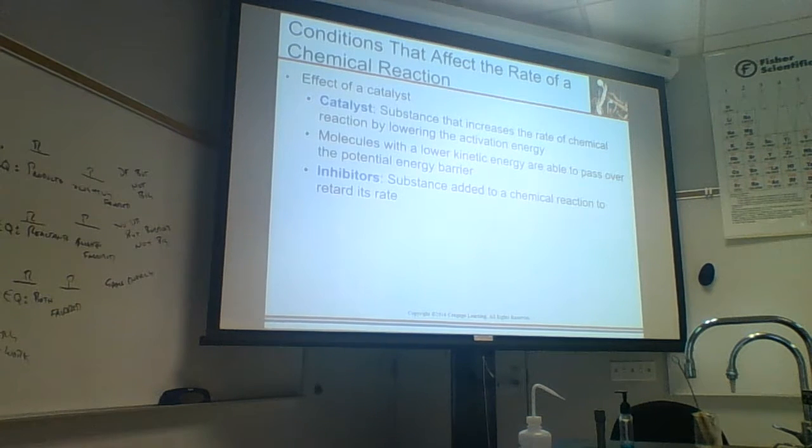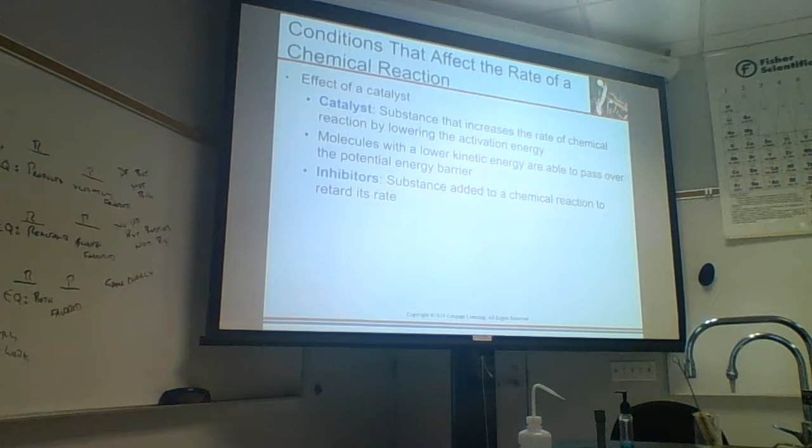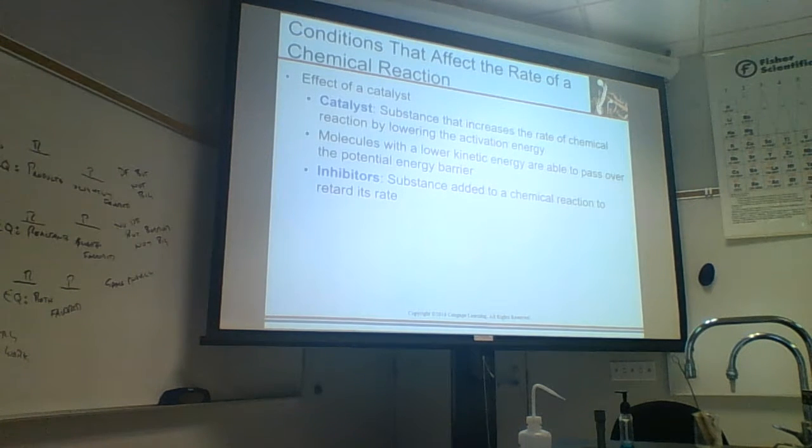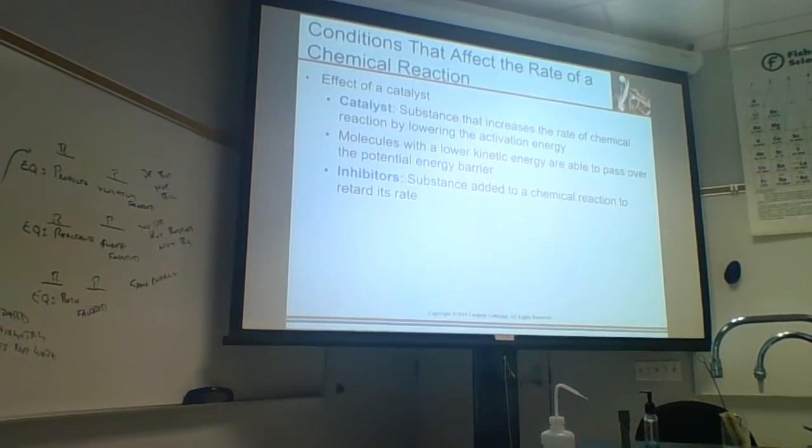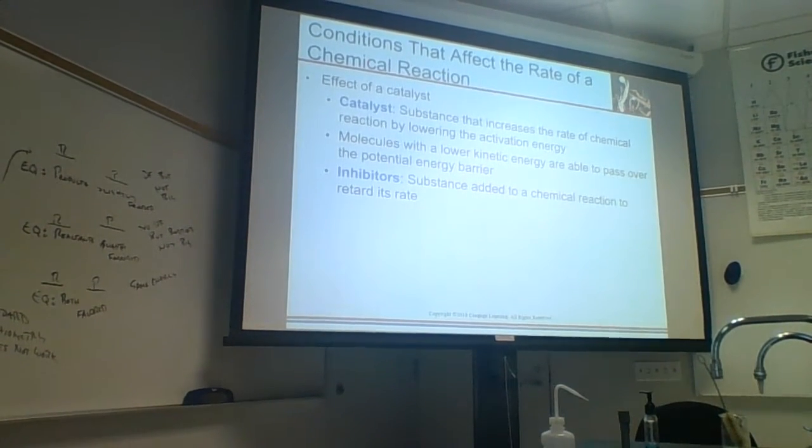Conditions that affect the rate of the reaction. Temperature affects the rate of reaction. What does temperature do to the rate of reaction? Yeah, increasing temperature will increase the rate. Increasing temperature increases the number of collisions. It increases the average kinetic energy, increases the population.